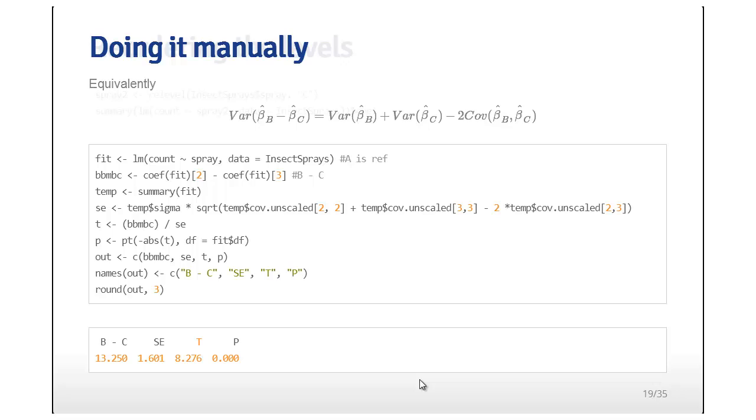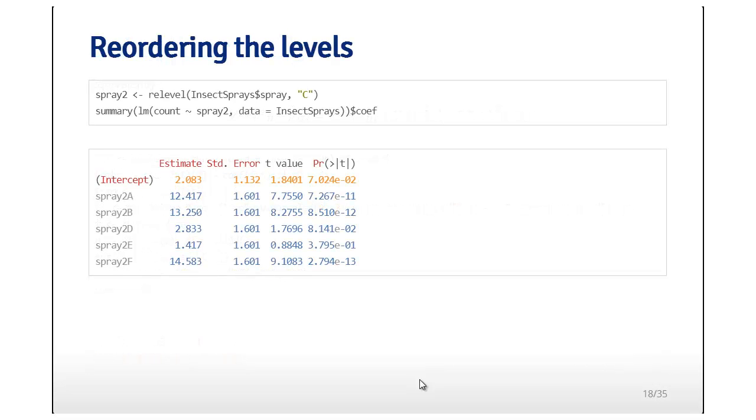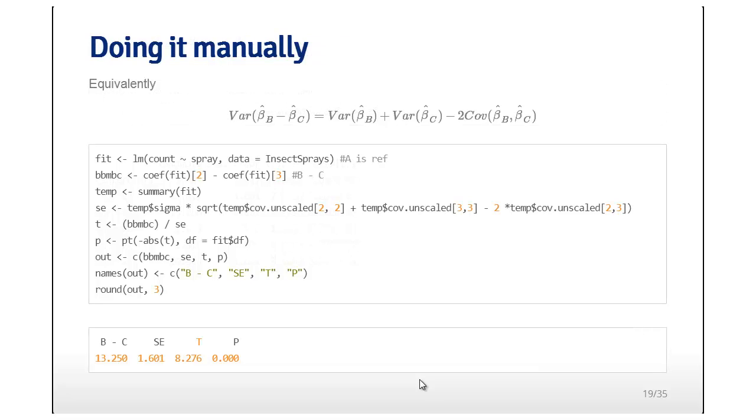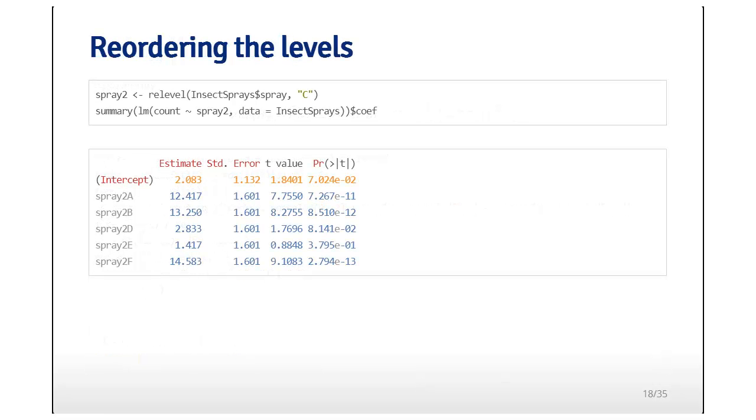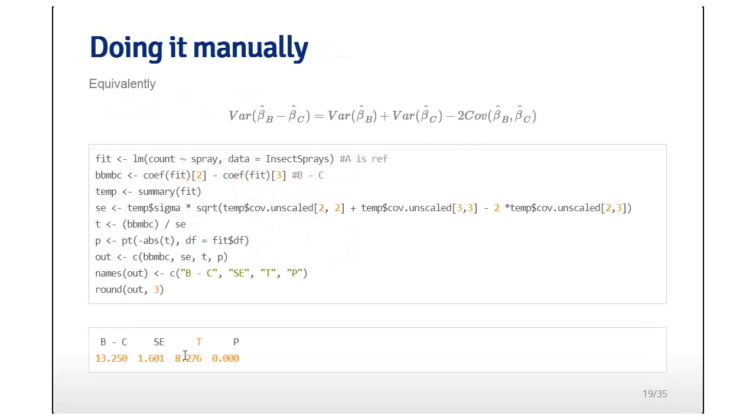And so let's compare that to the one on the previous page where C is the reference level. So B minus C here is 13.25, and here it is, spray B minus spray C when C is the reference category, is 13.25. The standard error is 1.61, 8.25, and then 8. You can see they're the same. So that's how you can do it from the model that you actually fit, right? You know what parameters you want, and you can calculate the variance, and you can just do it.